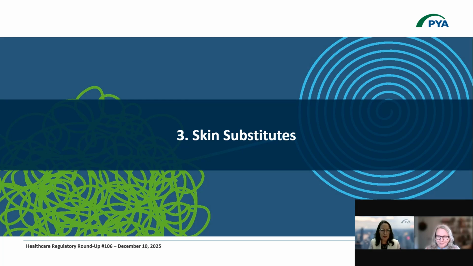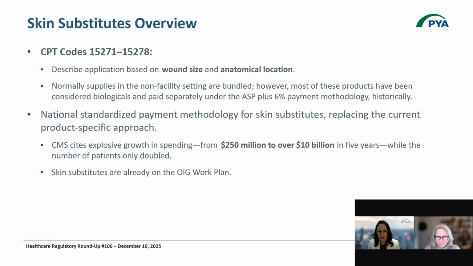So the last segment that I'm going to talk about is skin substitutes. And this has been a significant shift in how we're going to pay for these services. So to get everybody on the same page, historically, the focus of these types of services has really been around two specific services that are accounted for within the 15271 and 15278 that describe the wound size and anatomic location.